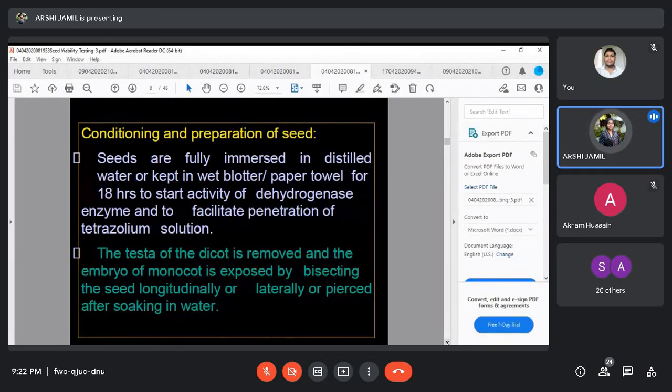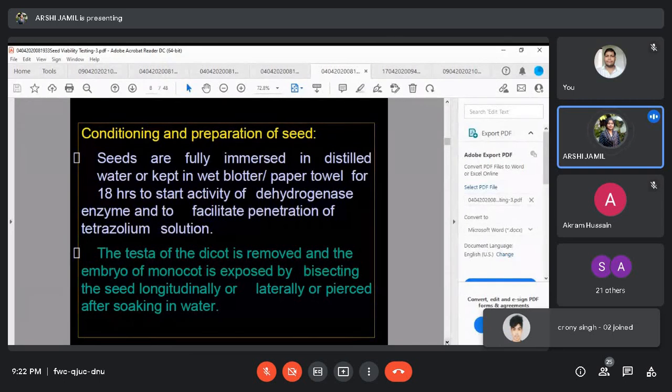So first, for 18 hours, we immerse the seeds in distilled water, and the seeds are placed on wet paper, paper towel or blotter paper. Then the testa of the dicot is removed, and the embryo of monocot is exposed by bisecting the seed longitudinally or laterally, or pierced after soaking in water.